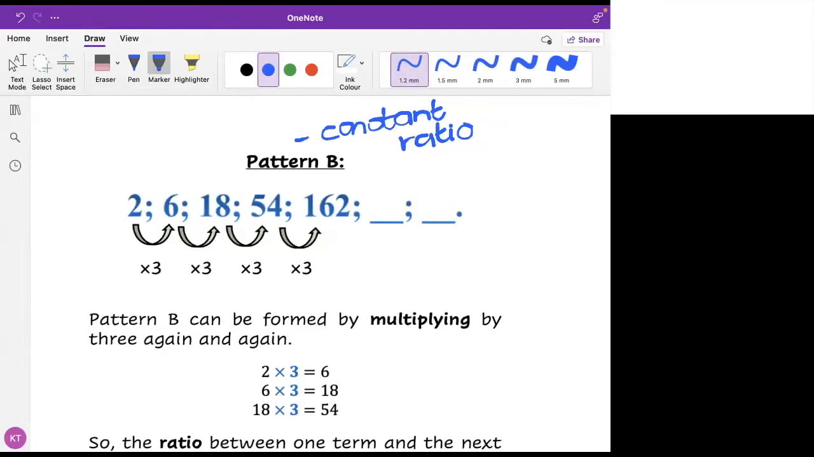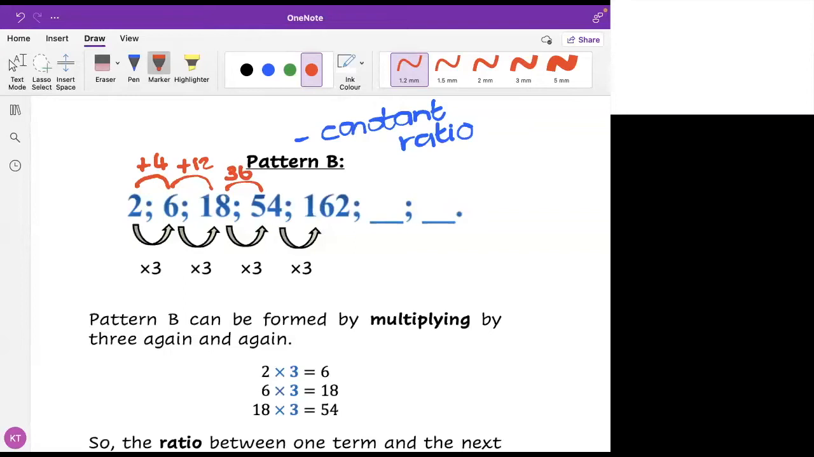Well, I've got 2, 6, 18, 54, and 162. So if it was me, the first thing I would try to do is see what the constant difference is between the numbers. So first I would say, okay, between 2 and 6, I add 4. Between 6 and 18, I add 12. 18 and 54, I add 36. All right, so straight away I see, guys, I don't have a constant difference, do I? There's no constant difference there.